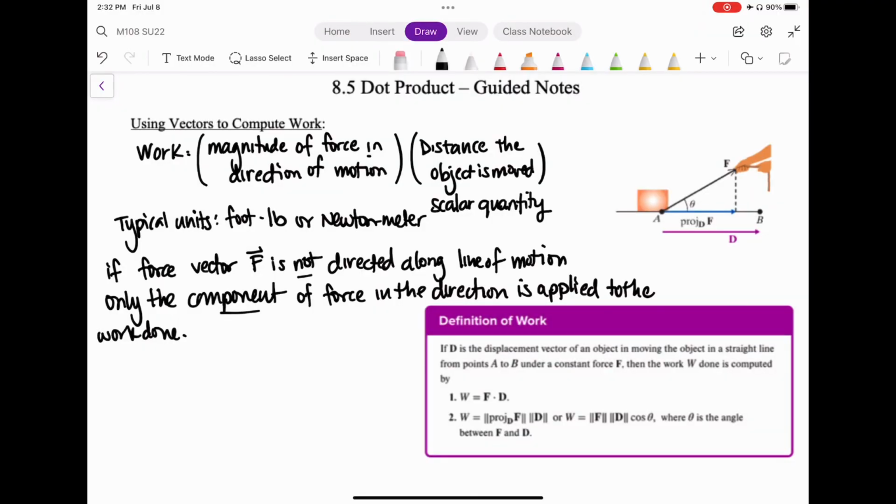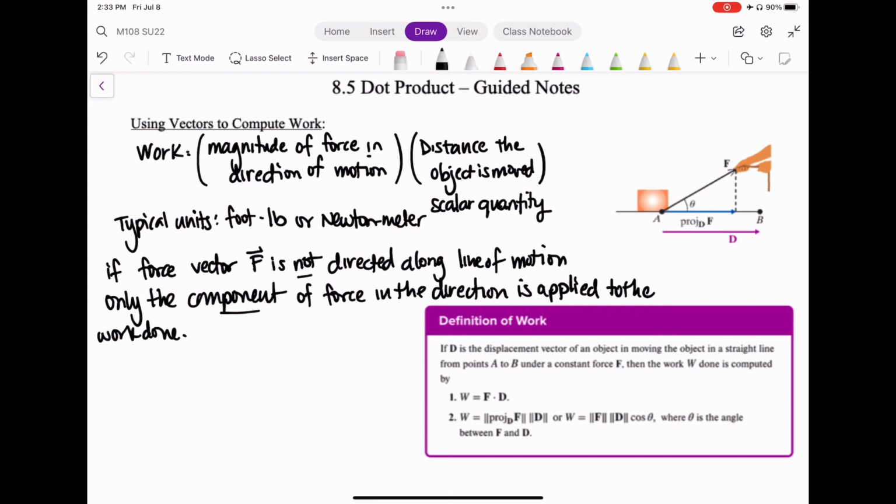You can see the definition of work summarized here. And in the figure, you see this vector D. It's the displacement vector. You are displacing something from one point to another in a straight line under a constant force F. So then you calculate work by taking the force vector times the displacement vector.